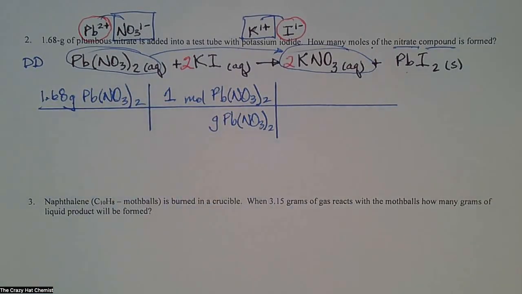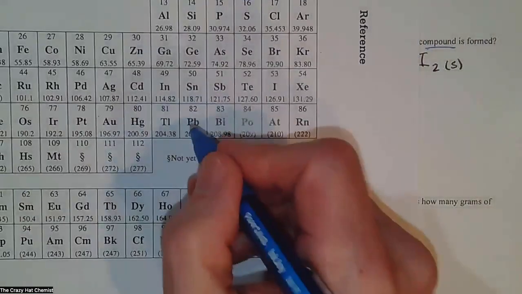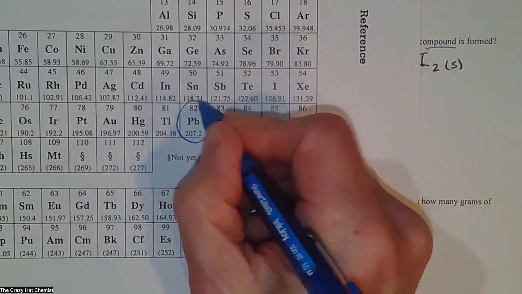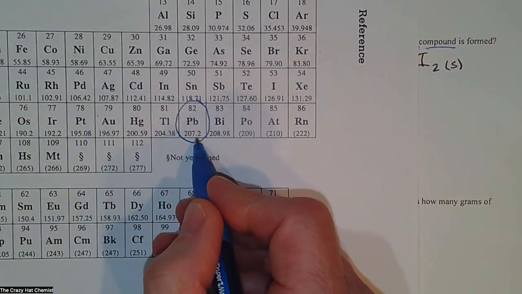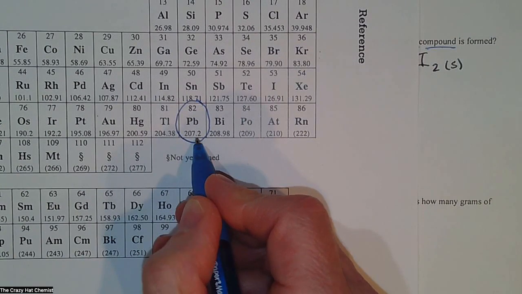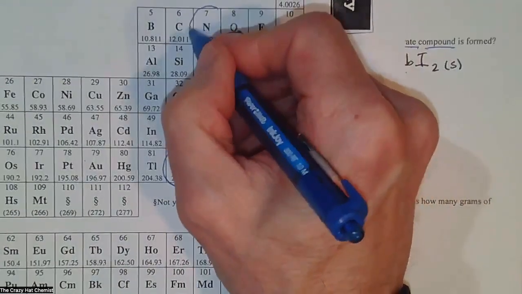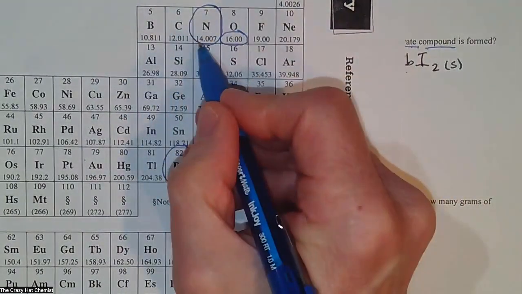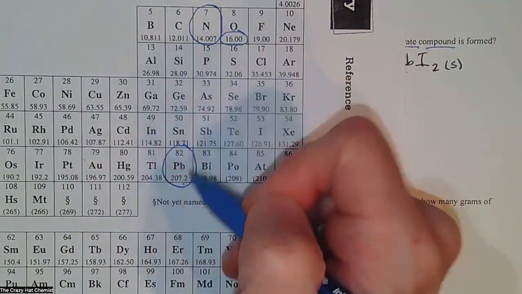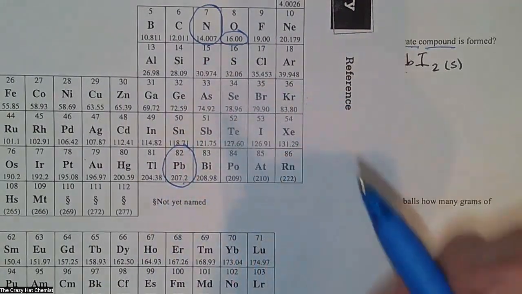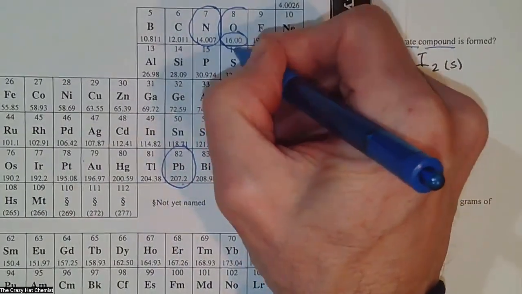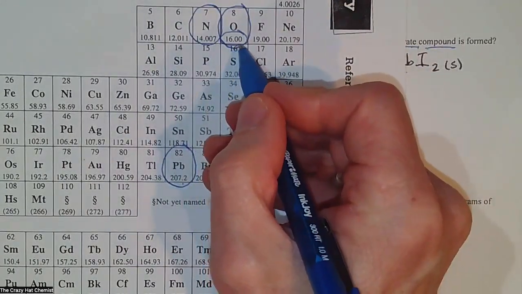So what we need to do is pull out our periodic table, and we need to find 3 elements. One of them is lead, that is right here. Its molar mass is 207.2. Then we need to find nitrogen, and that's right here, and its molar mass is 14.007. And then we need to find the oxygen, and that's right here, and that is 16.00.